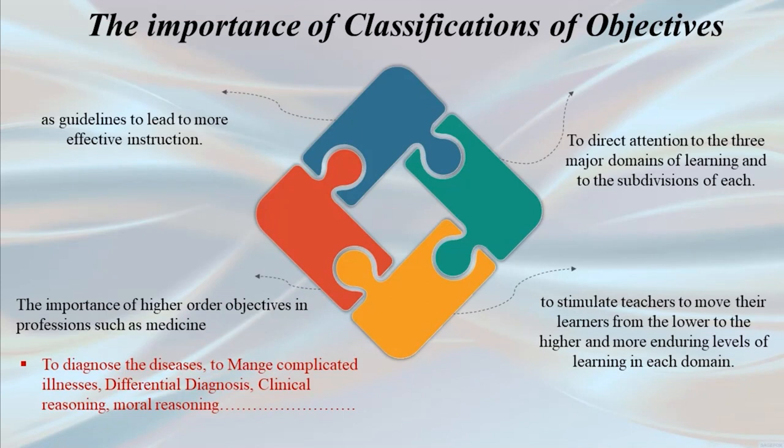Concerning the importance of classifications of objectives, I should say that the taxonomies of the three domains help as guidelines and can lead to more effective instruction. The taxonomies direct attention to the three major domains of learning and to the subdivision of each domains. The taxonomies are arranged in a hierarchical fashion and help teachers to move their learners from the lower to the higher and more complex levels of learning in each domain.